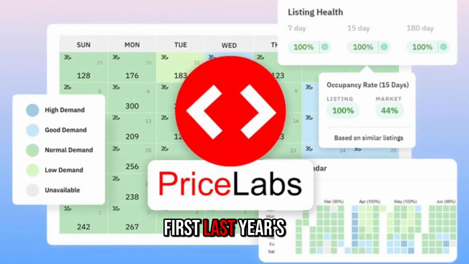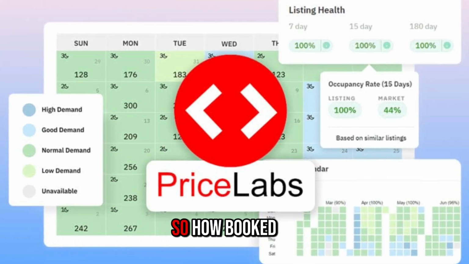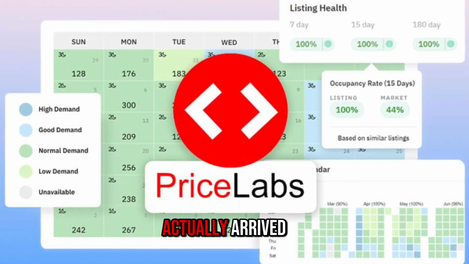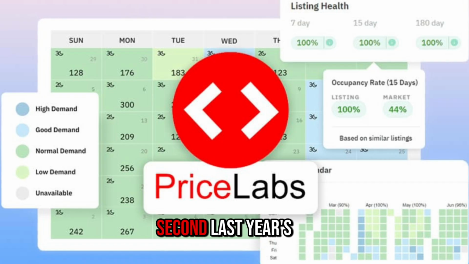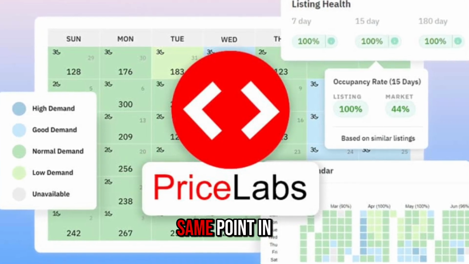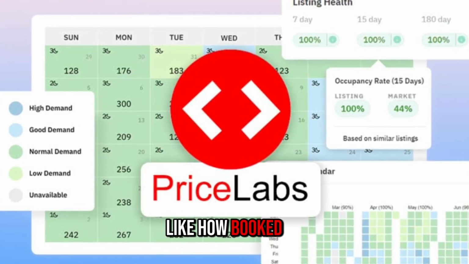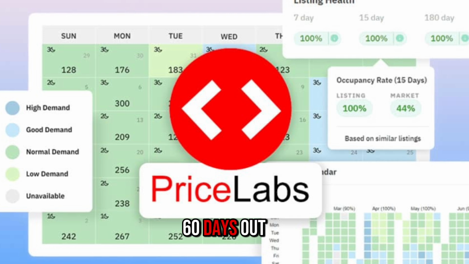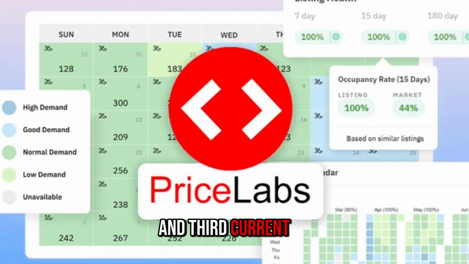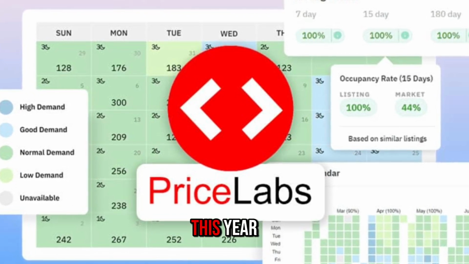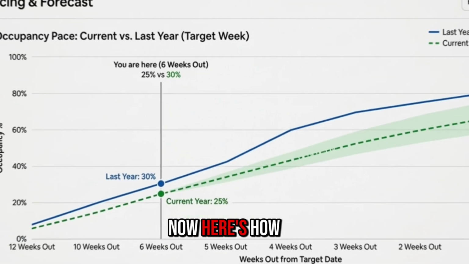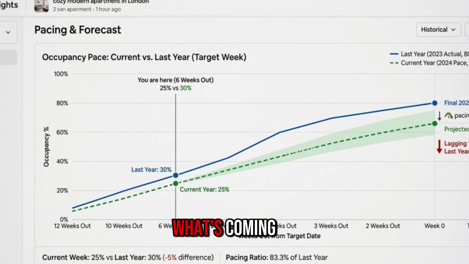First, last year's final occupancy. So how booked up was that week when it actually arrived? Second, last year's occupancy at this same point in time. Like, how booked was that week when we were 60 days out? And third, current occupancy for that same future date this year. Now, here's how you use these numbers to predict what's coming.